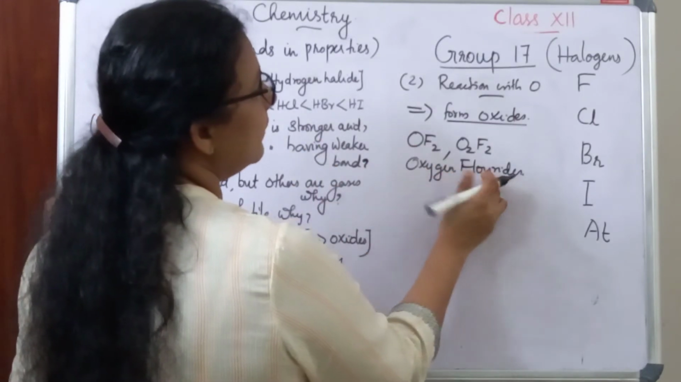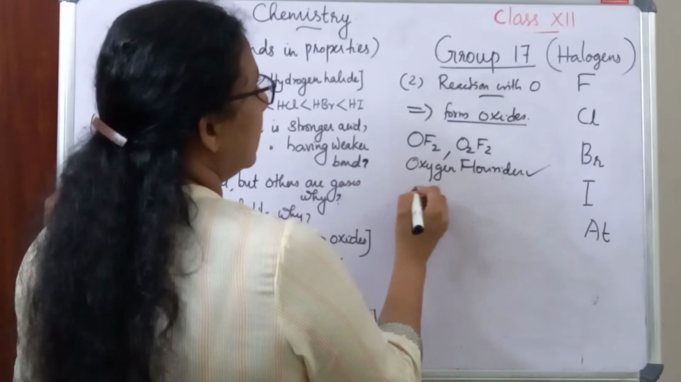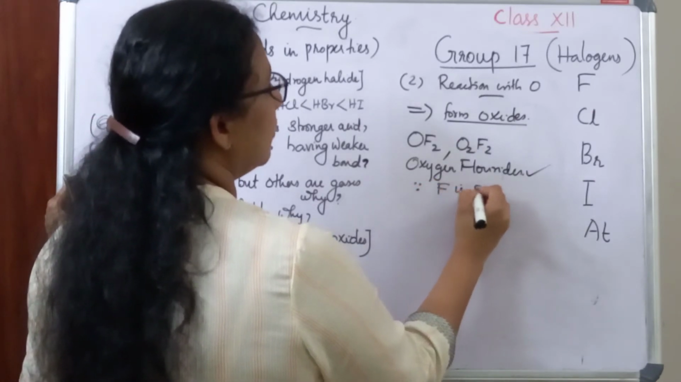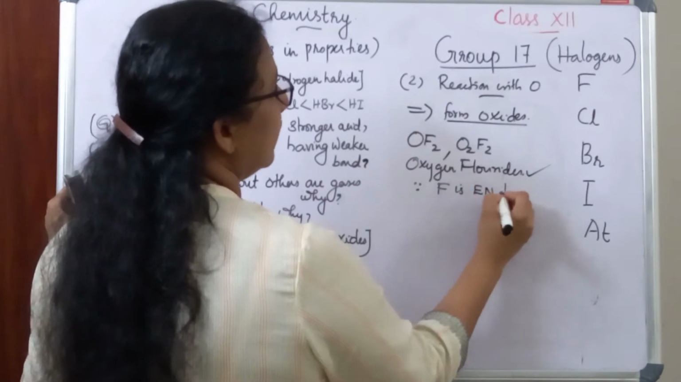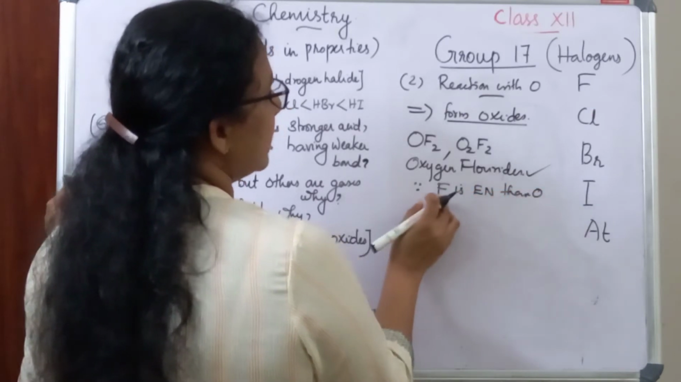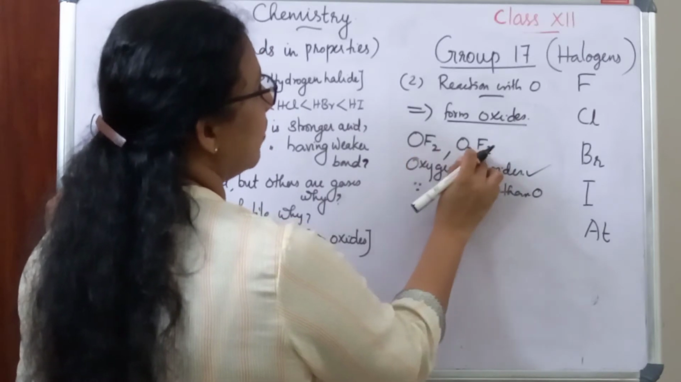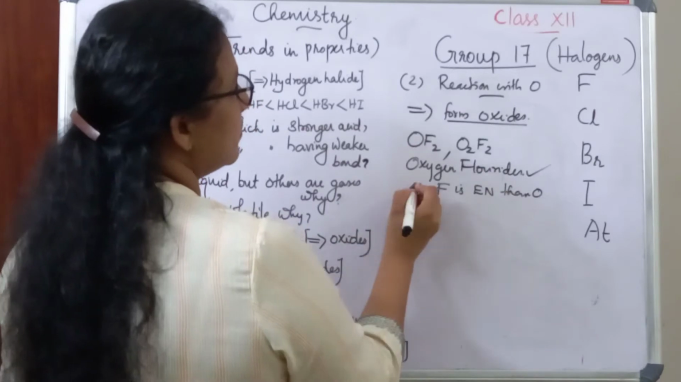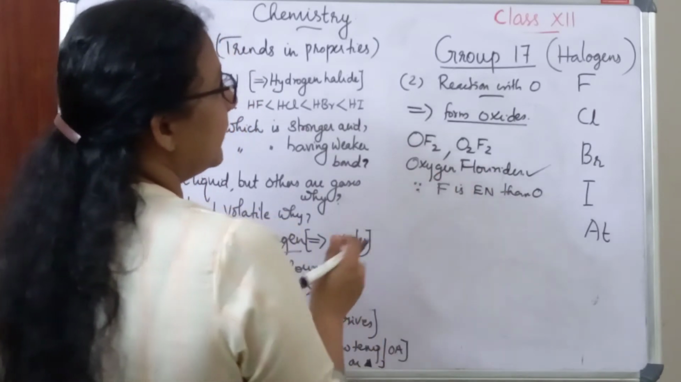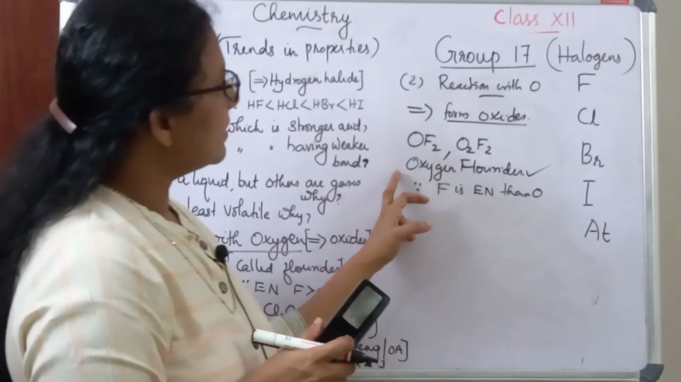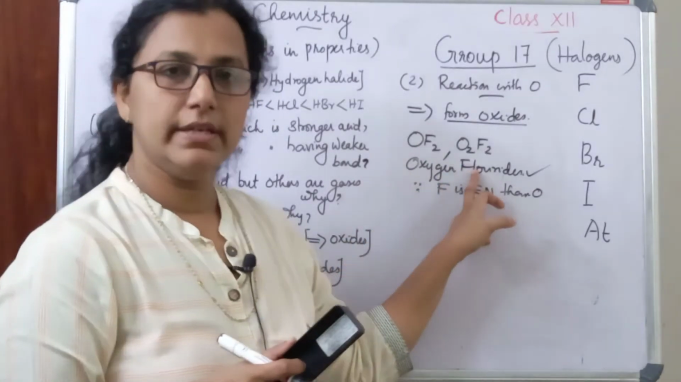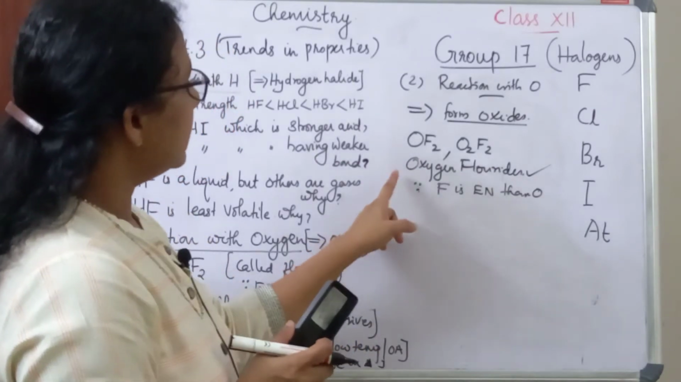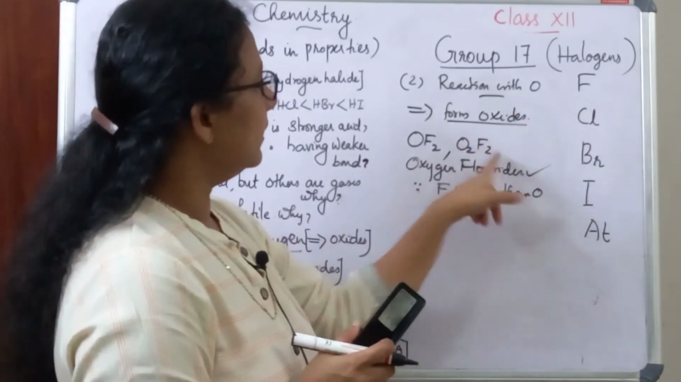The reason is that fluorine is more electronegative than oxygen. So we have to say it is a fluoride, not an oxide. Since fluorine is more electronegative than oxygen, we have to name them oxygen fluorides, not fluorine oxides. So that is the reaction of oxygen with fluorine.